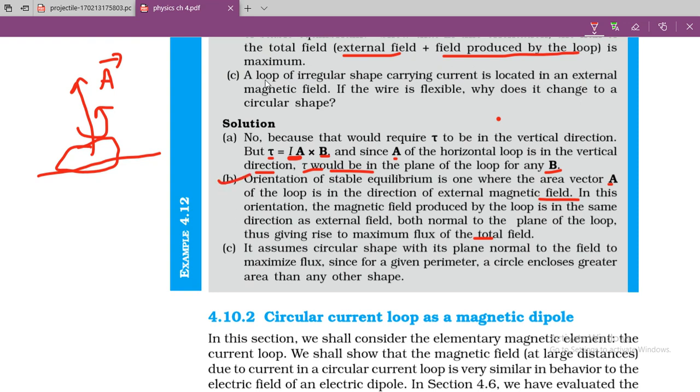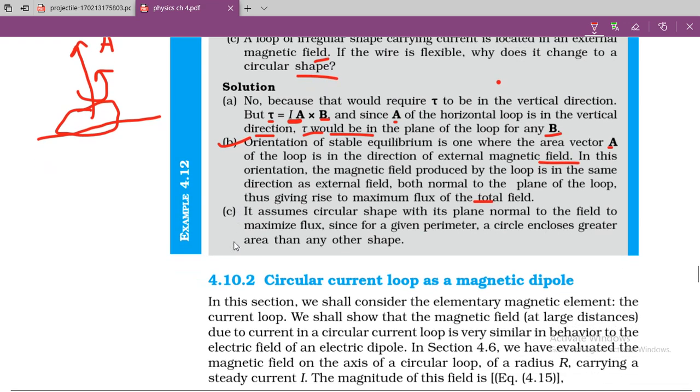Third one is, a loop of irregular shape carrying current is located in an external magnetic field. If the wire is flexible, why does it change to a circular shape? So the answer to this question is, it assumes the circular shape with its plane normal to the field to maximize the flux, since for a given perimeter the circle encloses a greater area than any other shape. So for the maximum flux, there must be the maximum flux passing through the area.